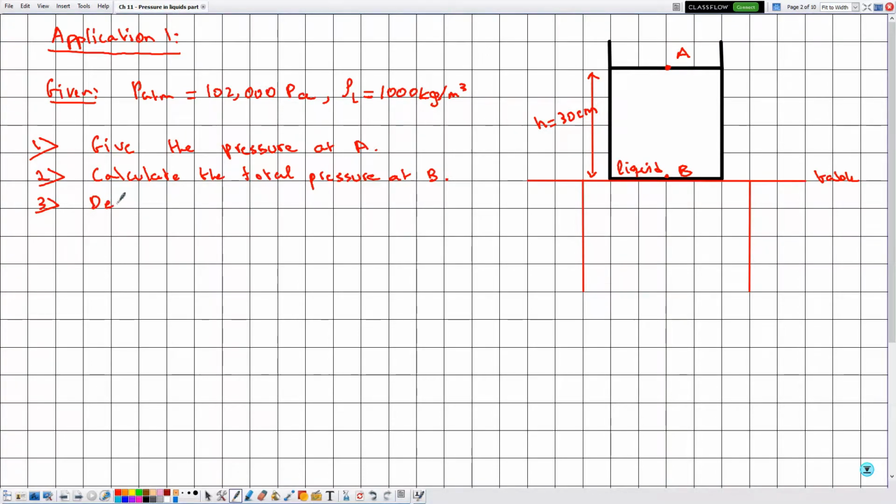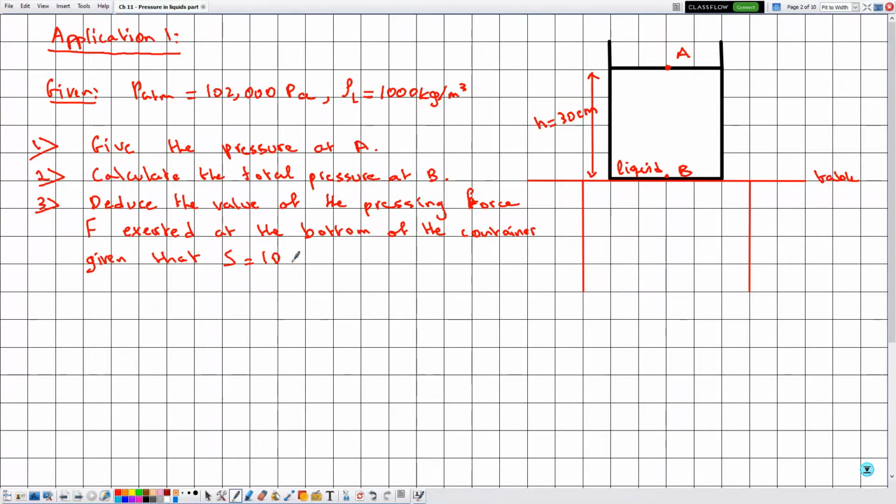Now number 3, deduce the value of the pressing force F exerted at the bottom of the container, given that the cross-sectional area S is equal to 10 centimeters square.